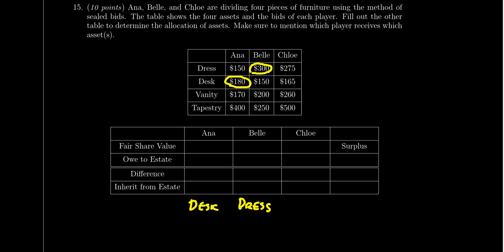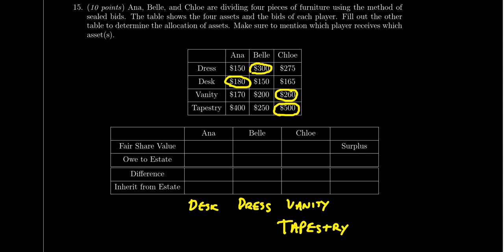For a vanity, Anna bid $170, Belle bid $200, Chloe bid $260. So we see that is the highest bid there, so the vanity is going to go to Chloe. And then lastly, for a tapestry, Anna bid $400, Belle bid $250, and Chloe bid $500. So the tapestry is going to go to Chloe as well. So we see which of the assets will go to which of the people.